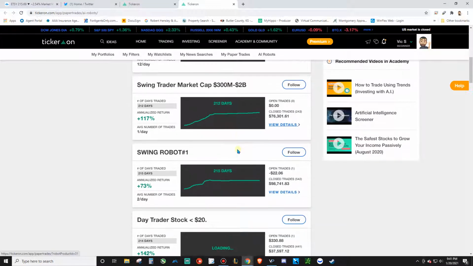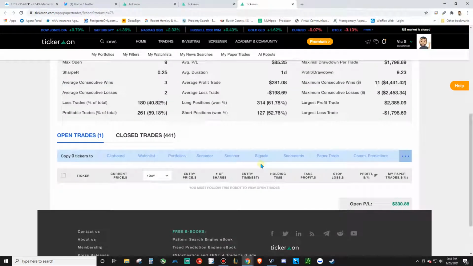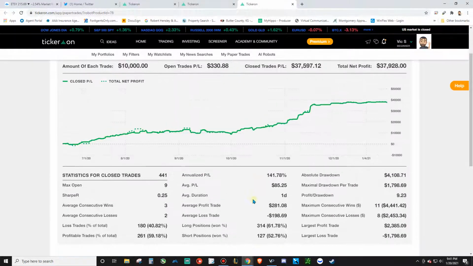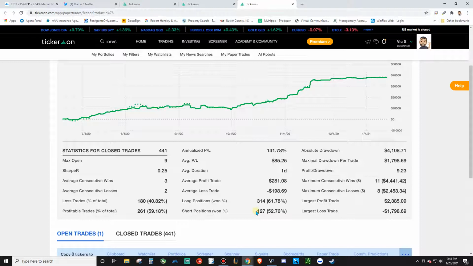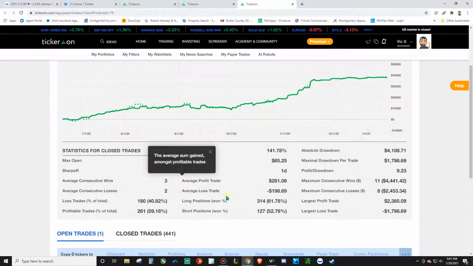Let's look at some of these other ones here. View details. So here's the closed trades. It started with 10,000 and it's closed 37,000 following the trades with this. And maybe I will do this and see if it works and do a video about it, but you can see all the different stats on it. Average profit 281, average loss 198. Taking some shorts, some longs. Pretty nice win percentage there, 59%.